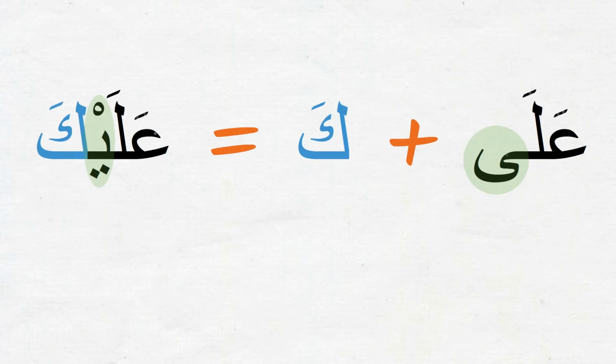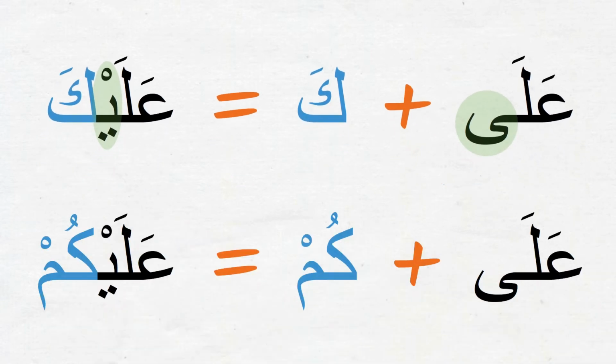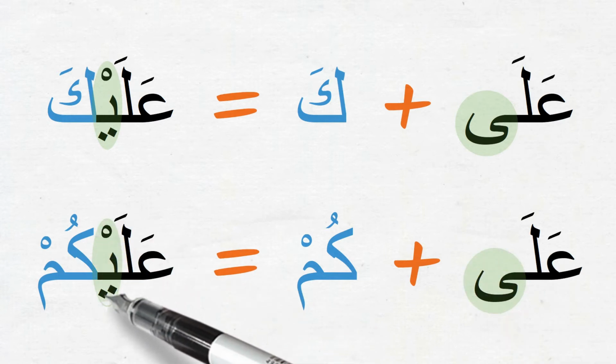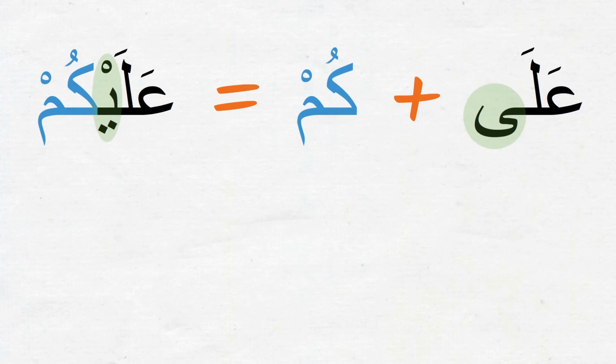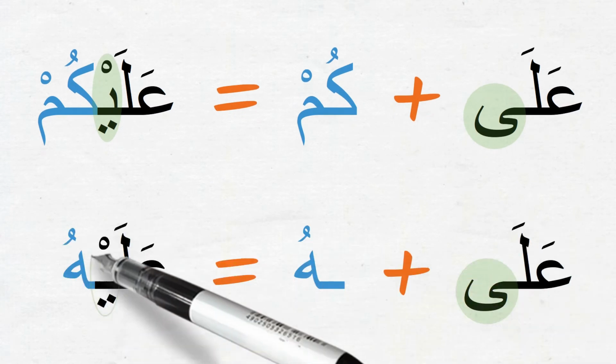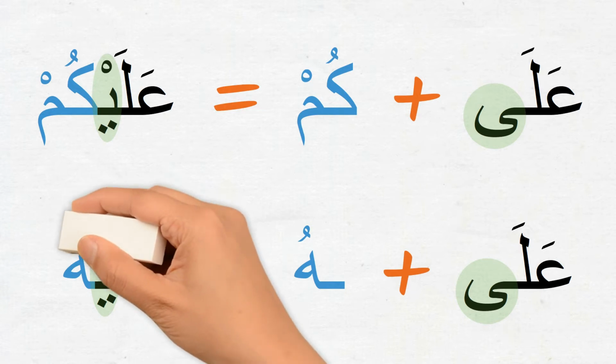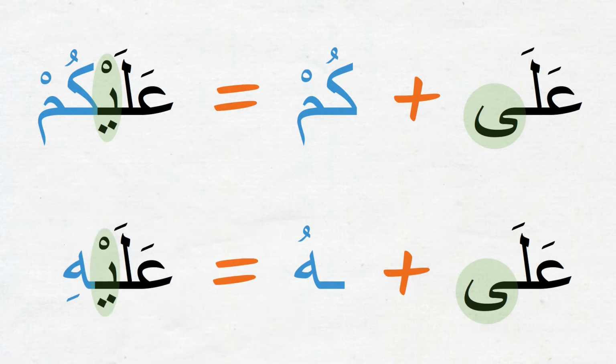Here's another example. على plus ضمير kum will be عليكم. Again, the alif maqsura turned into sakin ya or ya with sukun. When ضمير hu is attached to ala, the alif maqsura will turn into sakin ya. And then the rule that we talked about in the last lesson regarding sakin ya will kick in. This ya will bring down the dhamma of the ضمير hu, and the result will be عليه.